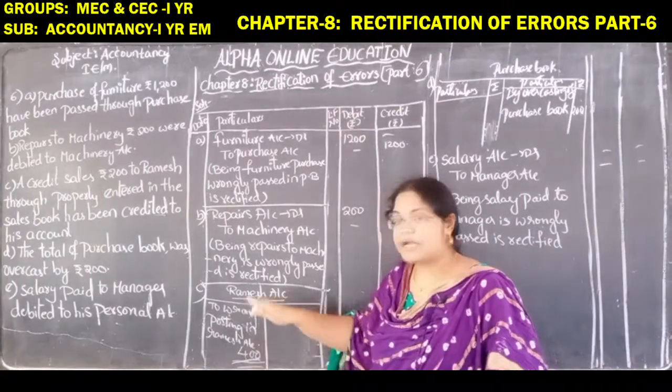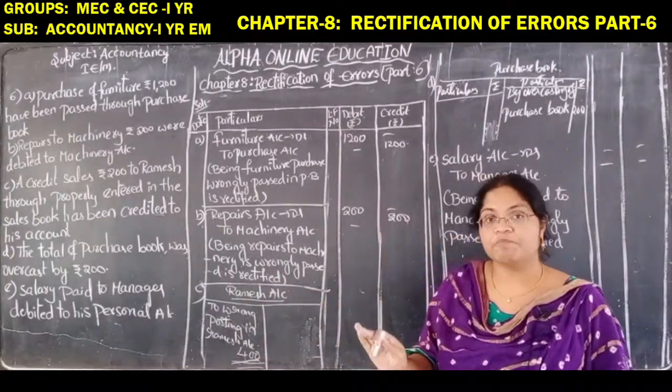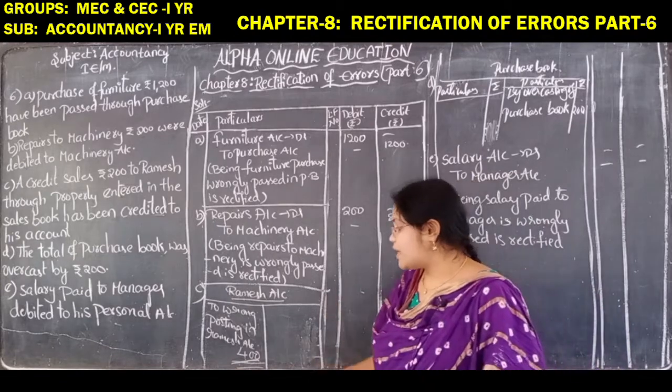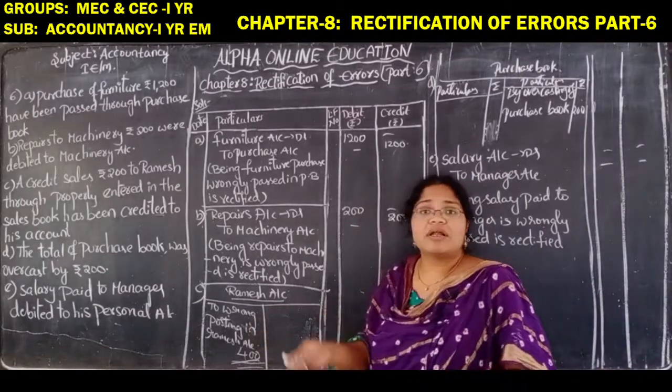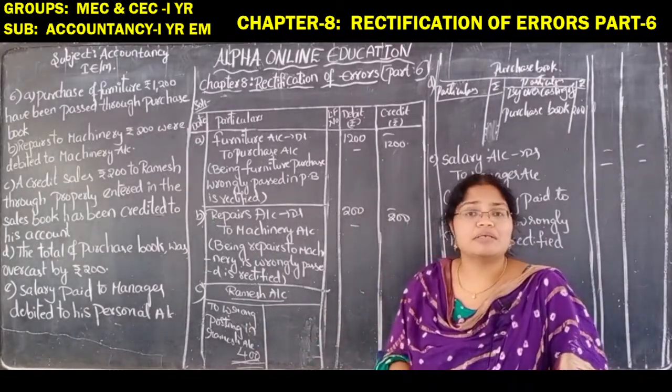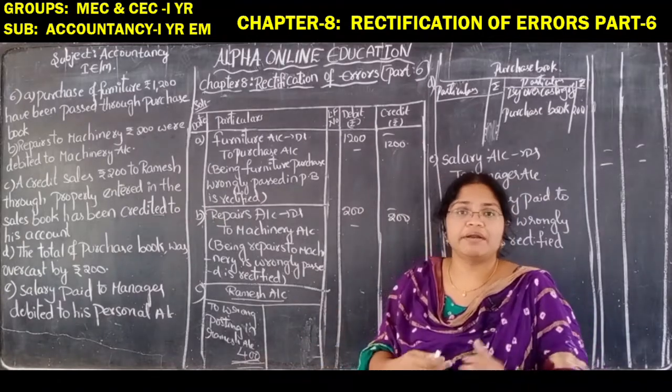If I also write 200 only on the debit side in Ramesh account, in such case then what is the amount that Ramesh will get? Ramesh will get zero amount, right? Debit equals credit.